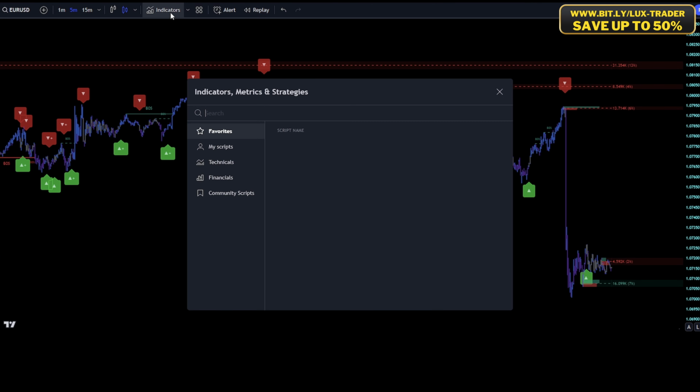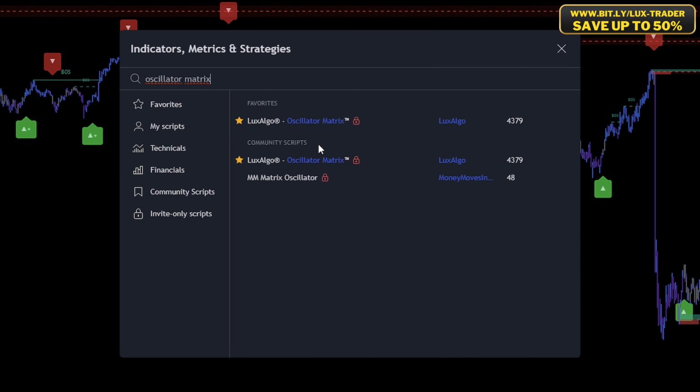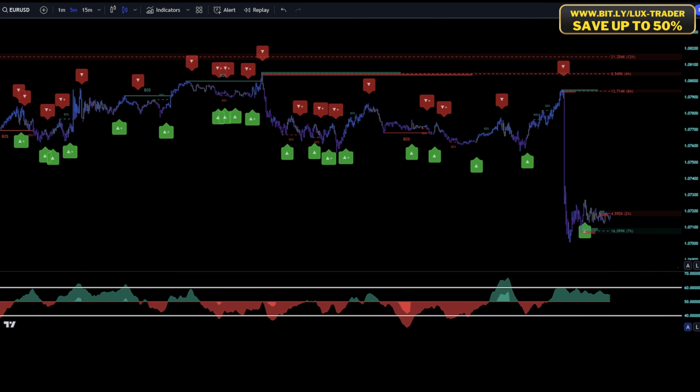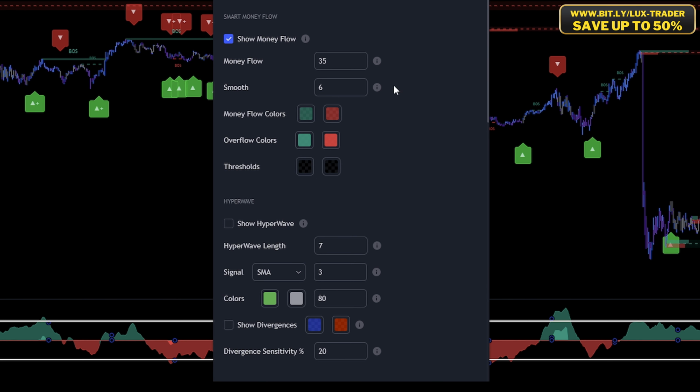And finally, to complete the setup, we need to add one more tool. This indicator is called Oscillator Matrix. Now let's access the indicator settings. Within the inputs, we want to disable everything except for the money flow.